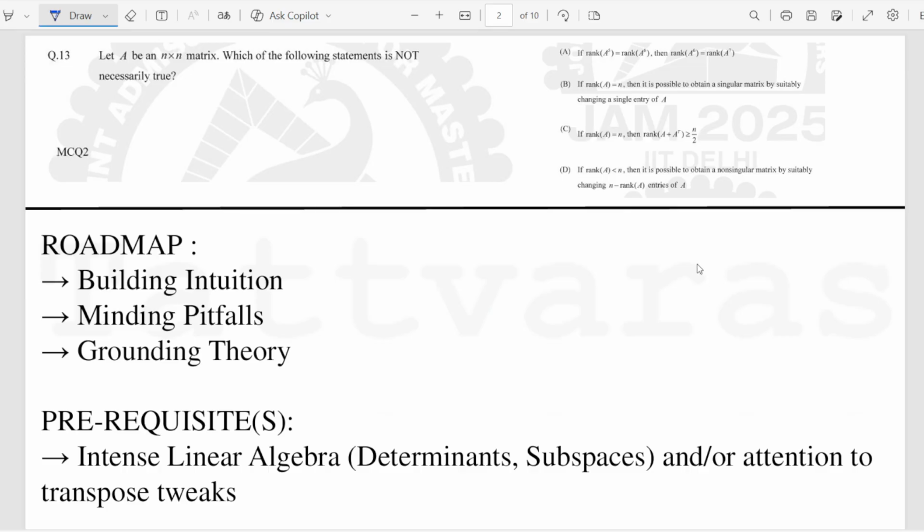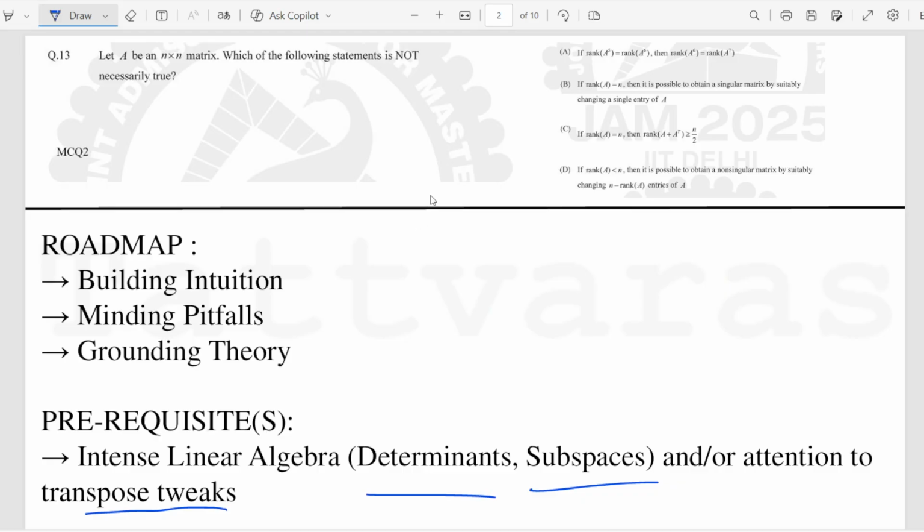Let's get started with this intense linear algebra question. To answer it very thoroughly, you will need all sorts of knowledge on determinant subspaces. But to answer it quickly, you just need to pay attention to certain, I'm calling them transpose tweaks, but in general, attention to the structure defined in the options. And maybe you have already noticed the right answer over here, or which statement is not necessarily true.